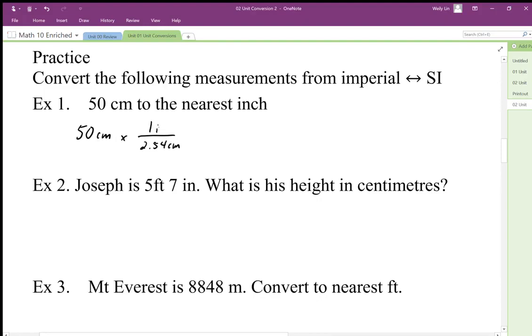So centimeters on bottom, inches on top. So I'm going to end up dividing by that unit rate, 2.54, so 50 divided by 2.54, I end up with 19.69 inches.